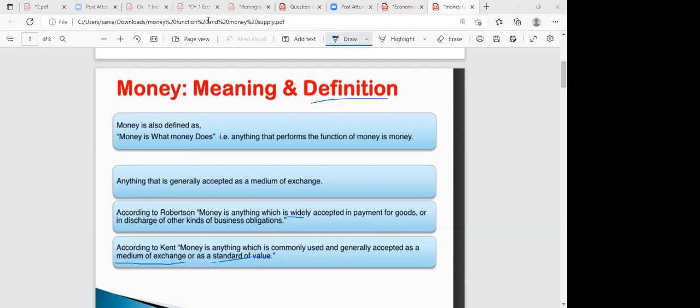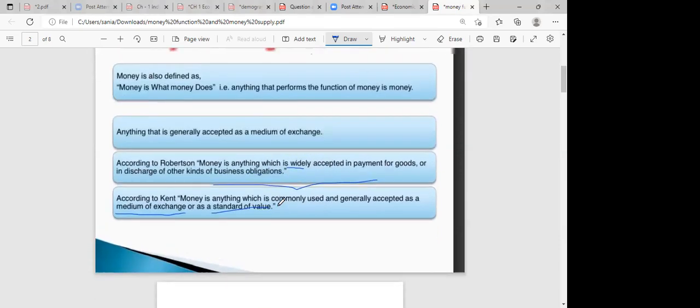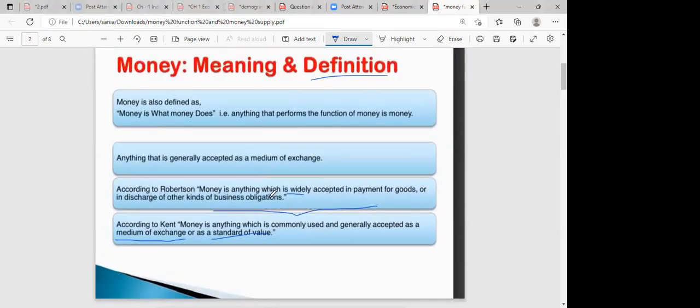Are you writing the entire thing? You just have to write the Kent one. As I told you, you can write one of the definitions, either this or this. If you have written, that's fine. Yeah, I'm done now. Okay. So basically, if I ask you what the definition is, you're going to tell me either according to Robertson or according to Kent. It's your choice.